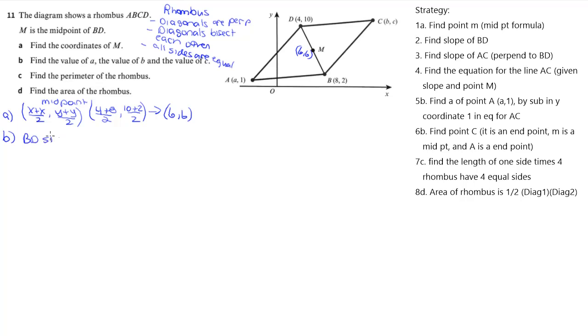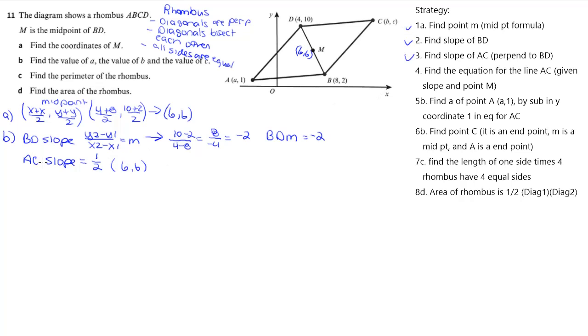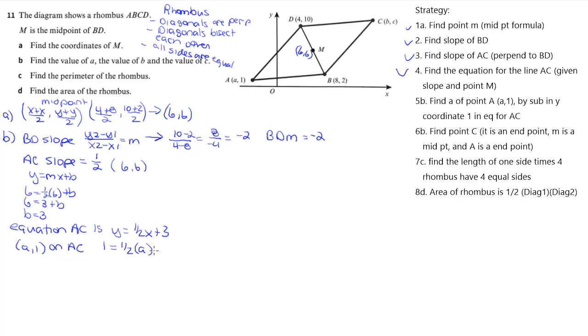Now in part B, I'm going to find the slope of BD using the slope formula, and that's going to be -2. Once I know that, AC's slope is going to be perpendicular, so it's going to be 1/2. When I use the point (6, 6), which is on the line AC, I find the equation for AC is y equals 1/2 x plus 3. Now that I have the equation, which is basically a recipe for all the points, if I plug in the x value, I can find out that a is equal to -4. So now I've got that point.